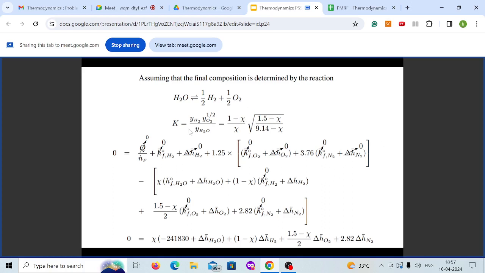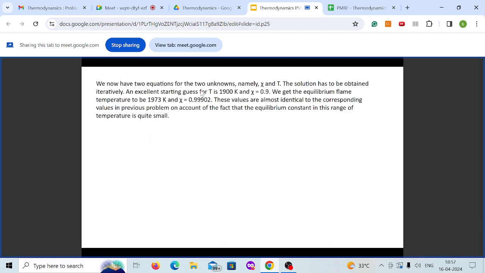So the second expression is an energy balance. We assume that there is no heat rejection from the reactor, so Q is 0, and when we write a similar expression, we get one more equation, which is 0 equals x into (minus 241830 plus delta H of H2O) plus (1 minus x) into delta H of H2 plus (1 minus (1.5 minus x)/2) delta H of O2 plus 2.82 into delta H of N2. So now we have two equations and two unknowns, x and T.